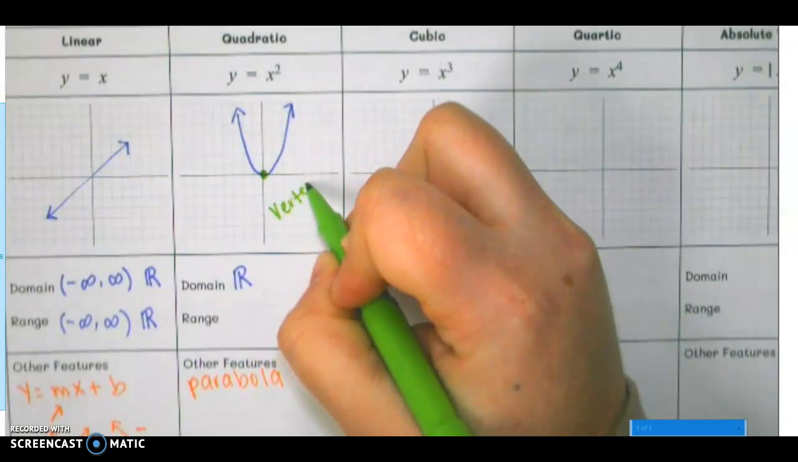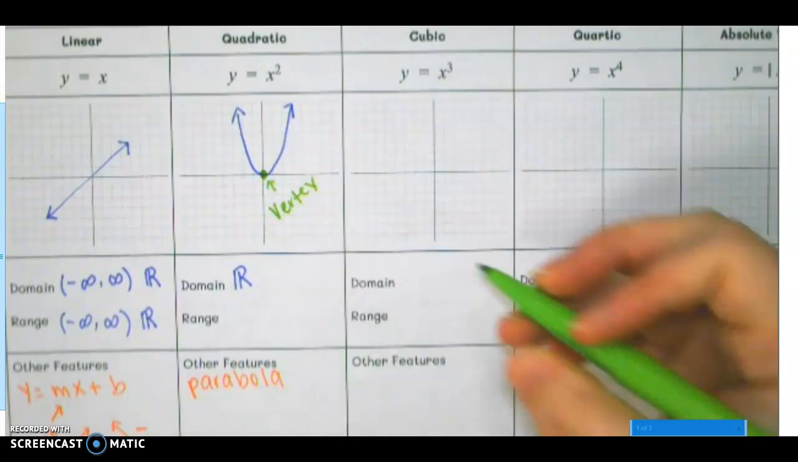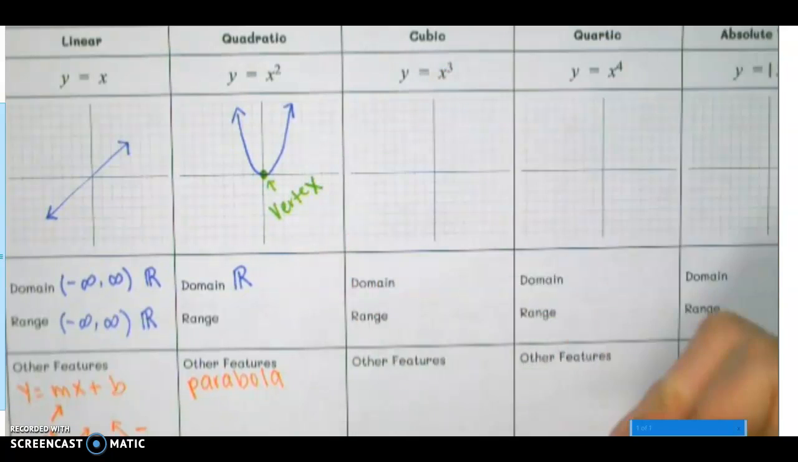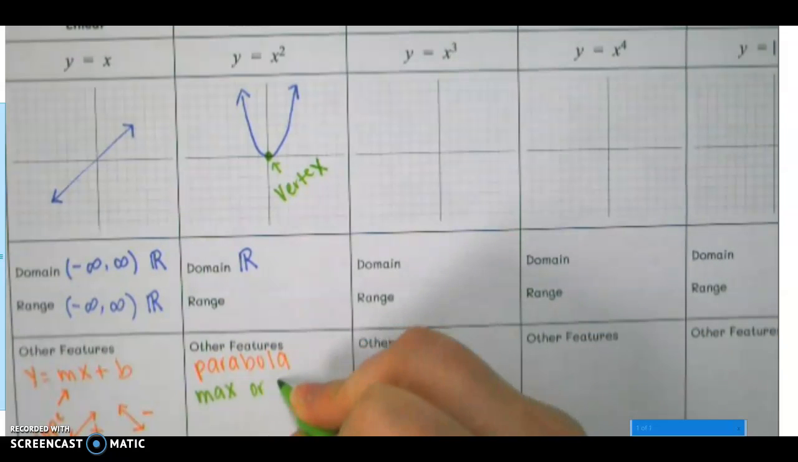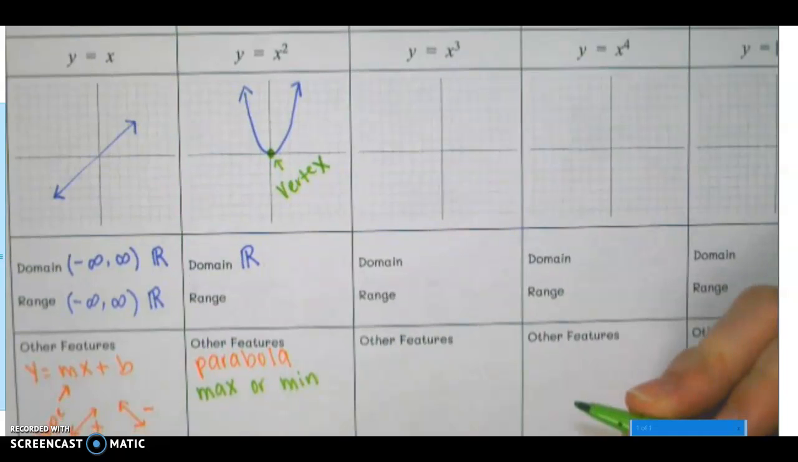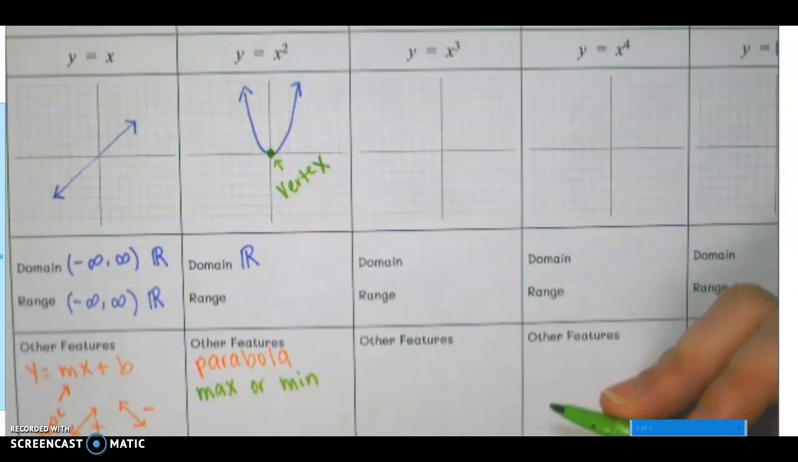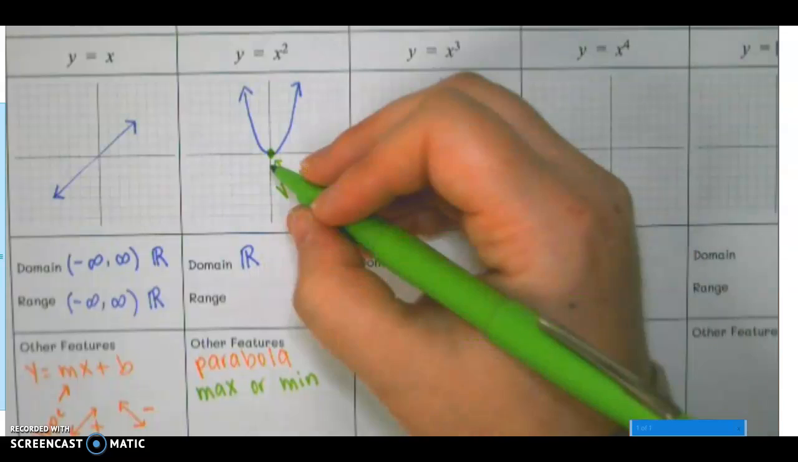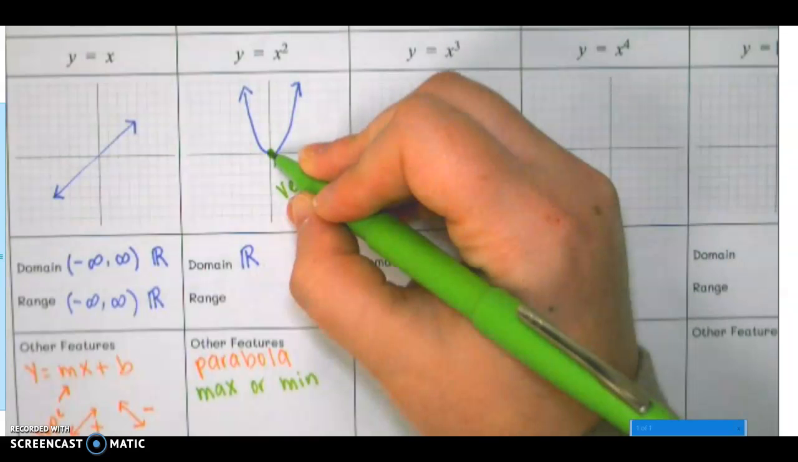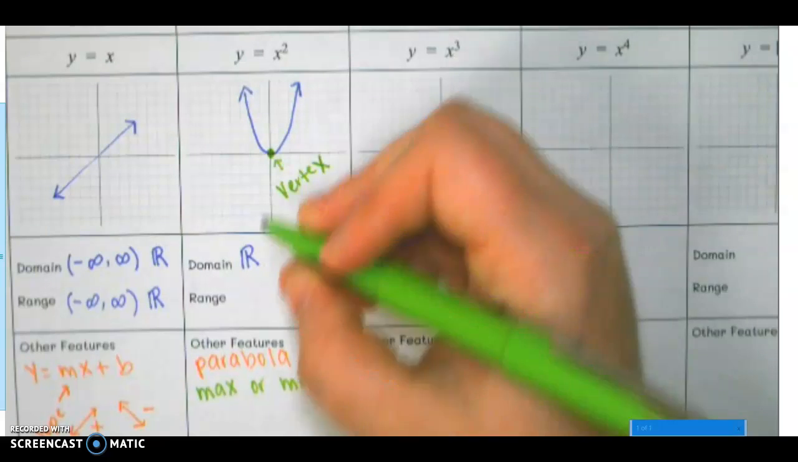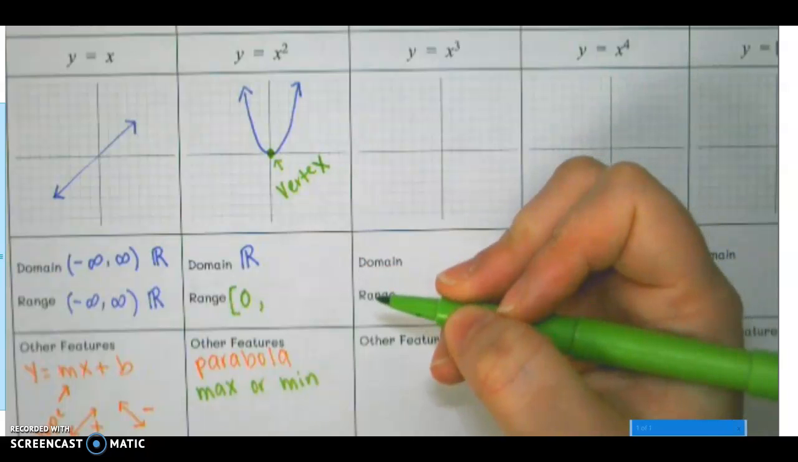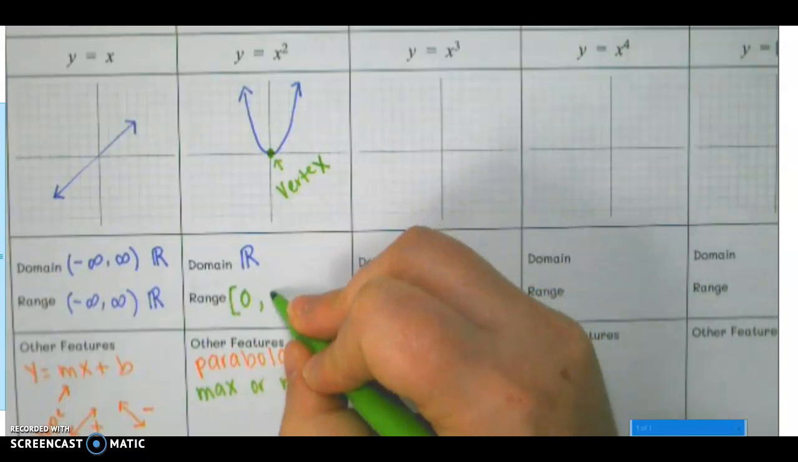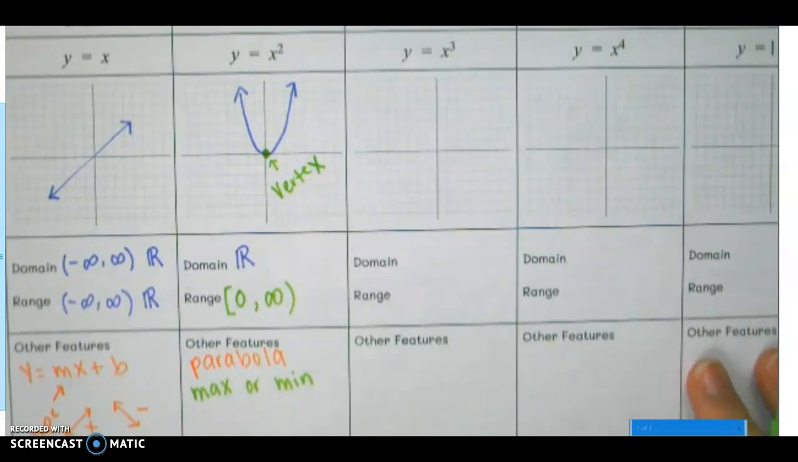called the vertex. The vertex is either a maximum or a minimum. In this case, it's a minimum. So a quadratic will have a max or a minimum, and whatever the y value of that point is how we write the range. So the y value of this point would be 0, and that's the bottom of the graph. Range always goes from the bottom to the top. So for the range, 0 is the lowest value on the graph, but there are arrows pointing up, so it's 0 to infinity.